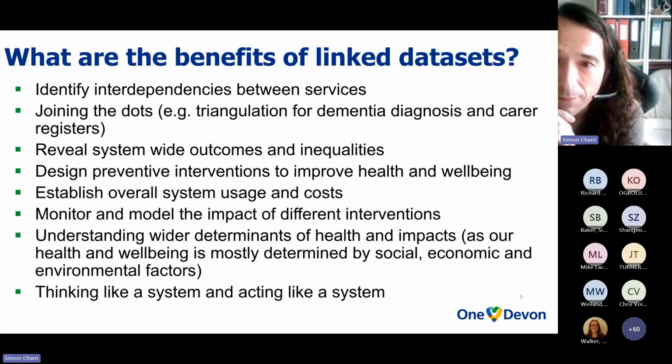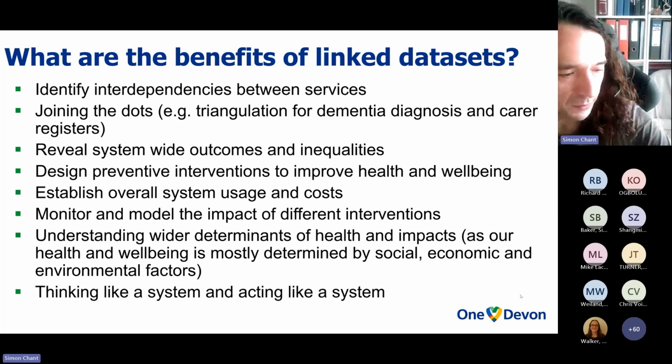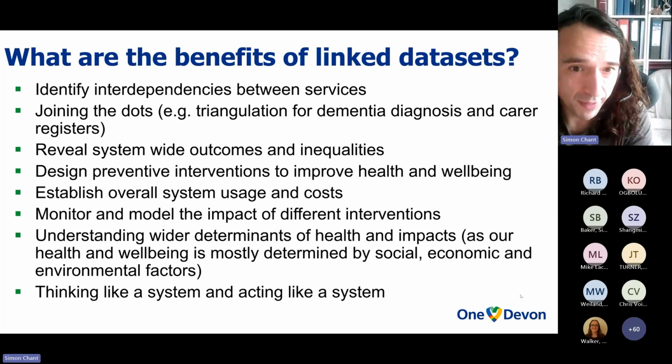It's about joining the dots as well. So we may have data, for example, on dementia diagnosis and carers, which may be held in different places. Some of it might be in a primary care record, some of it might be in mental health providers, some of it might be in social care providers. So being able to combine that information and do some work there to improve diagnosis rates, for instance, is another place where this can come in.